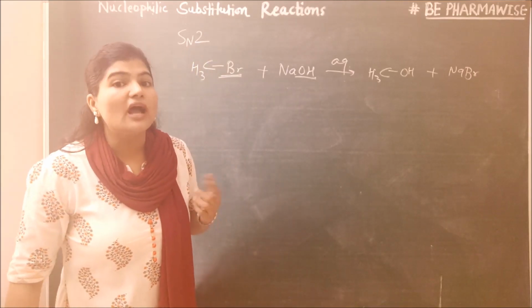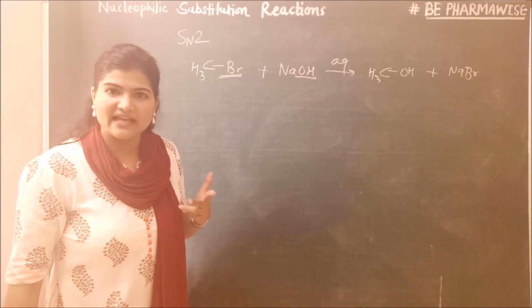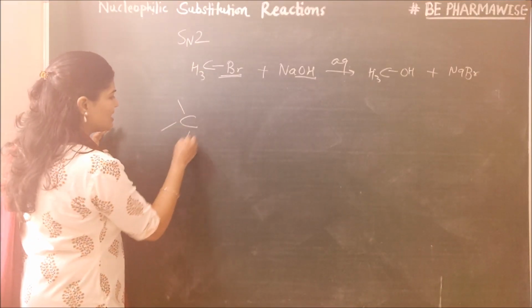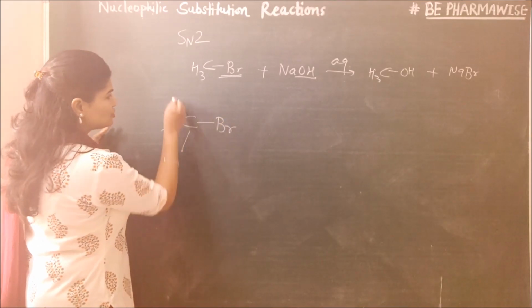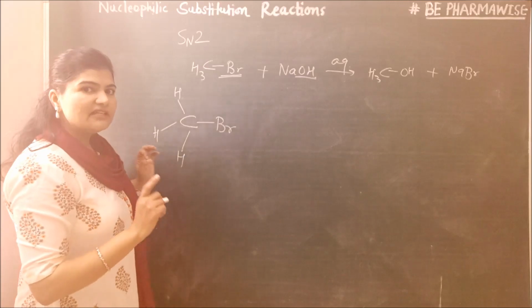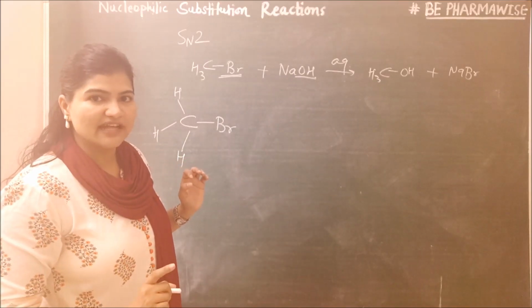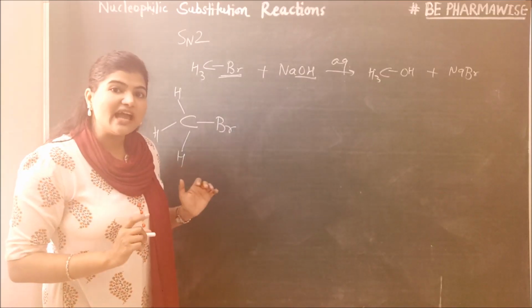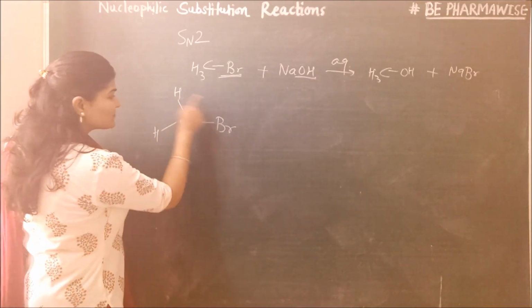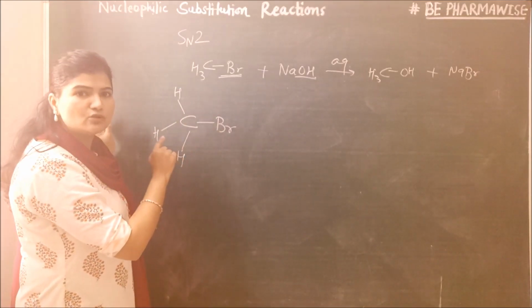Now we will find out what the exact mechanism is. So I will write the molecule of CH3Br. Now as you know, carbon is attached to 4 different atoms in methyl bromide, so carbon is in its sp3 hybridized state. In the sp3 hybridized state, carbon has tetrahedral geometry. So in tetrahedral geometry, it looks like this.